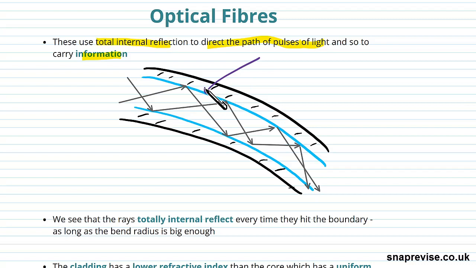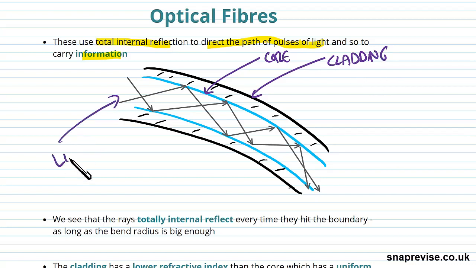So this bit in blue here, this is the core, and that's what the light actually travels through. And this bit in black here, that's the cladding, and we're going to discuss the purpose of that in a moment. And then as we can see here, we've got light rays in grey. And then here, where the light rays hit the boundary of the core cladding, we've got total internal reflection.